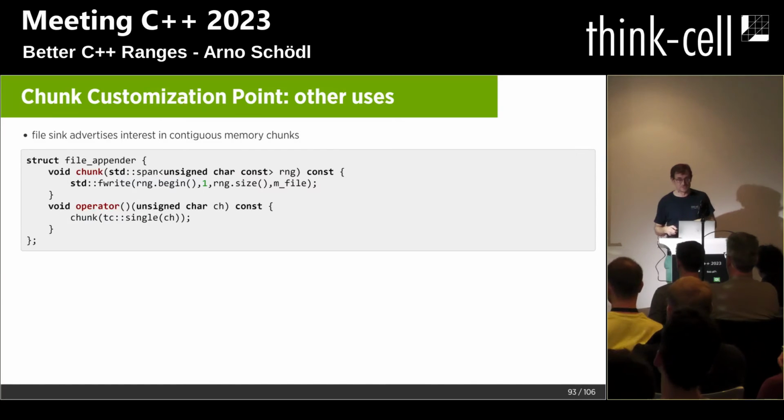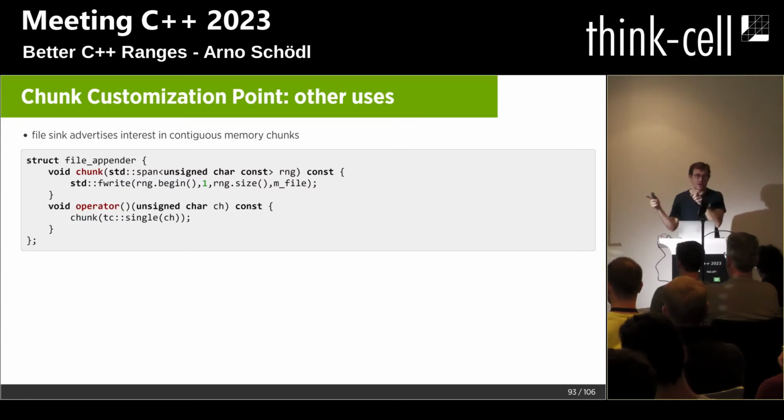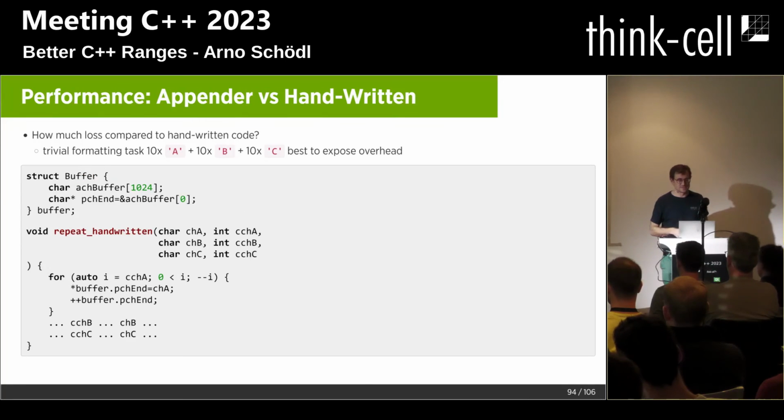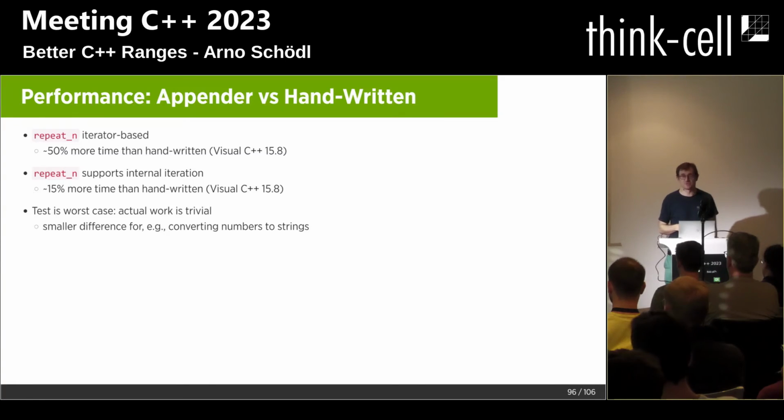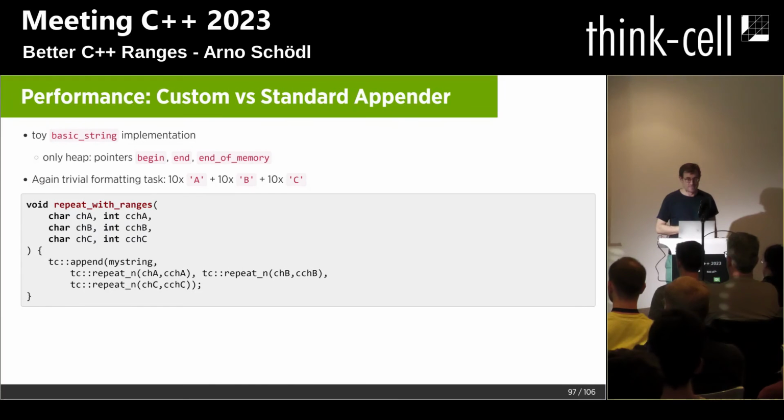For files, that's also useful because chunks of continuous memory you can write with one go into a file. That's efficient. Now we measured how fast that is. And it turns out, I'll skip over the details, if you do it iterator-based, we are wasting 50% more time over a handwritten loop. But if you use internal iteration, we are at 15%. So it's quite efficient. You write very high-level code, and still you get a lot of performance out of it.